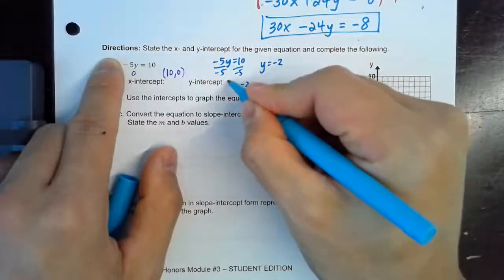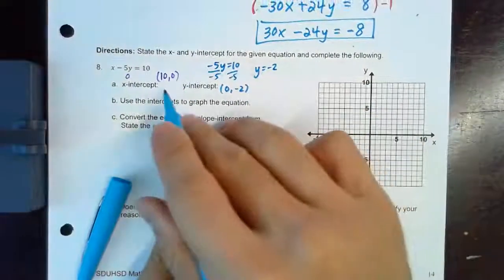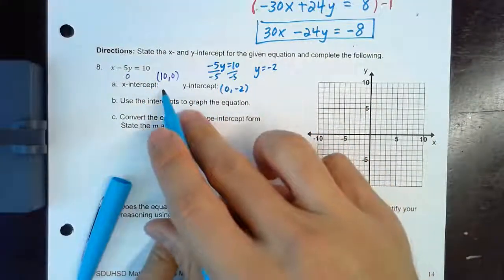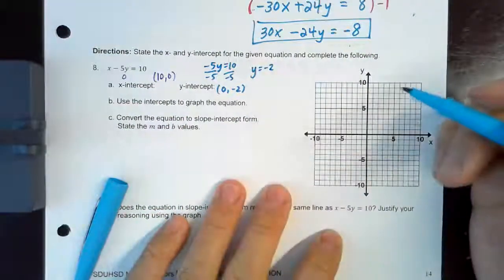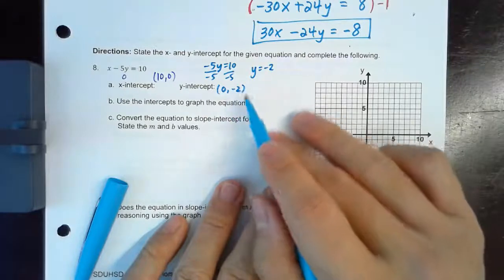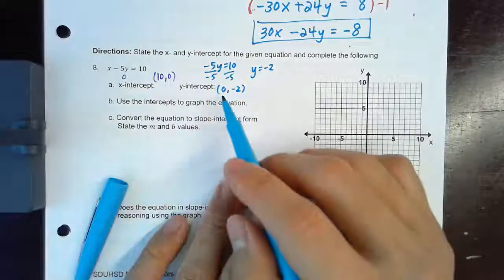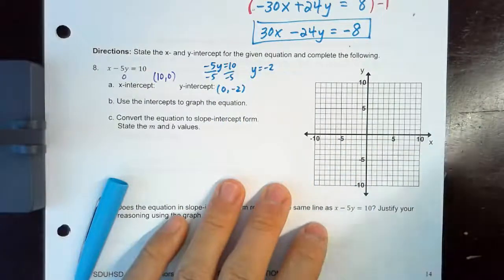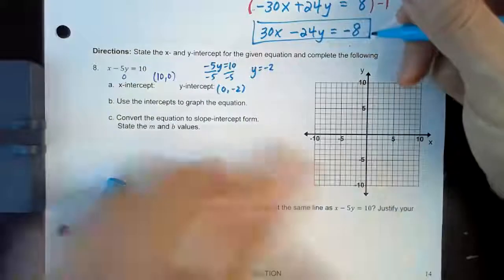So the benefit of having something in standard form is that you can easily solve for both the x and the y intercepts, right? Obviously, in slope-intercept form, the y-intercept was given. It was the constant at the end, the b value. But it's actually hard to calculate the x-intercept when something is in slope-intercept form.